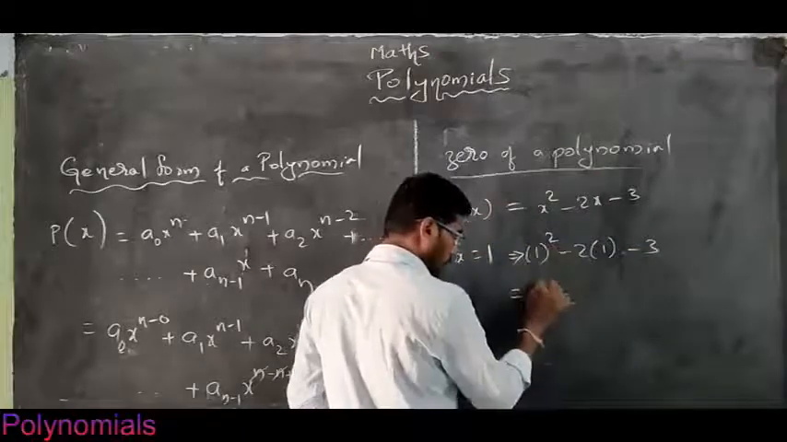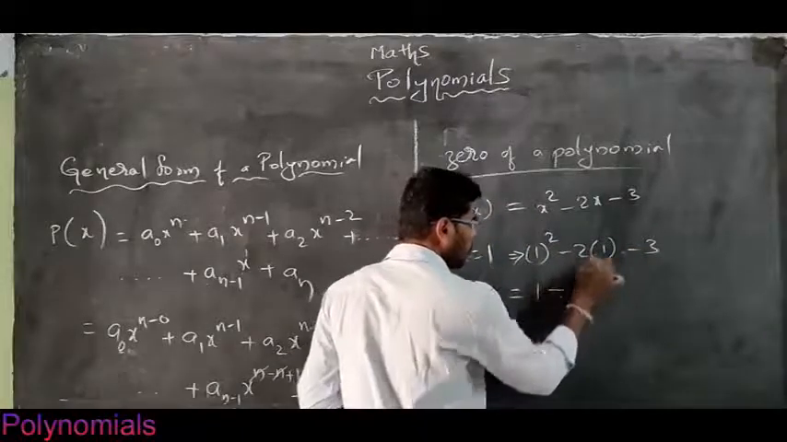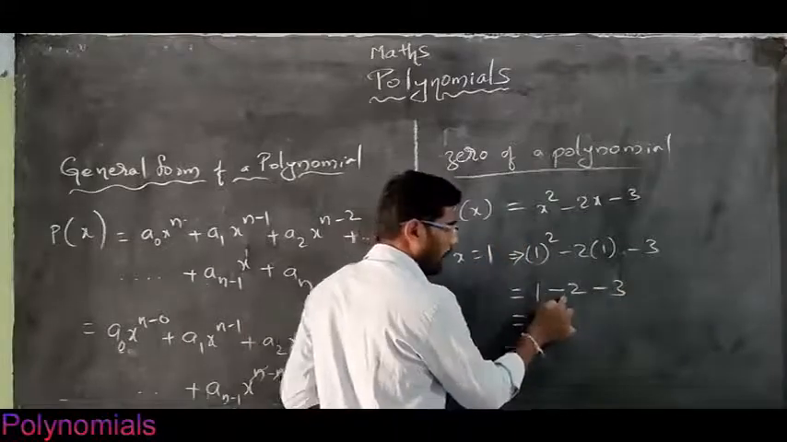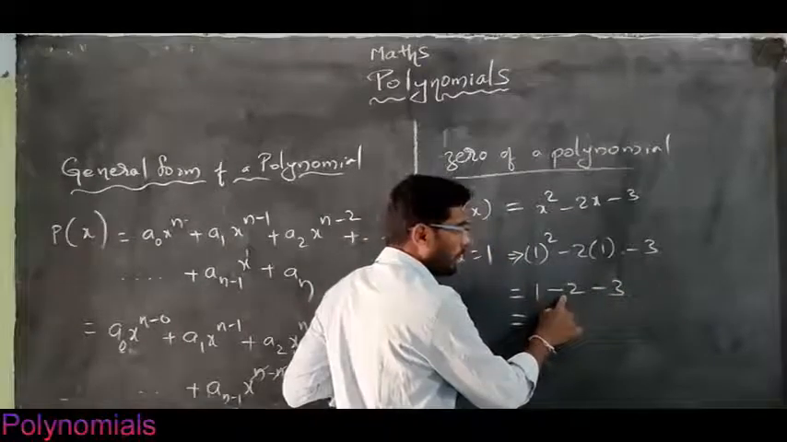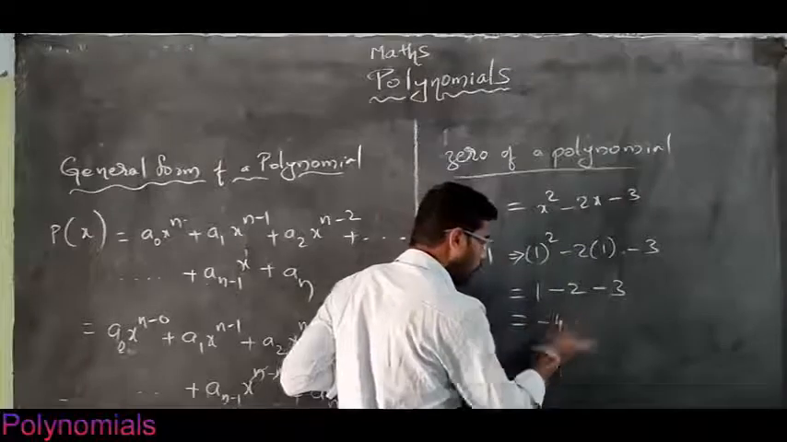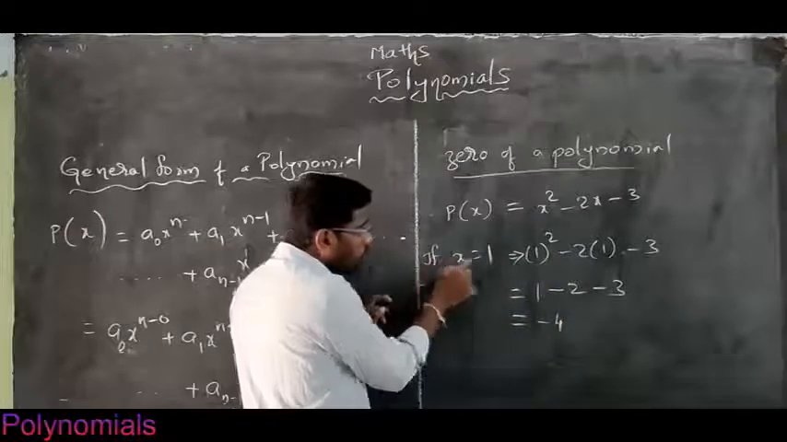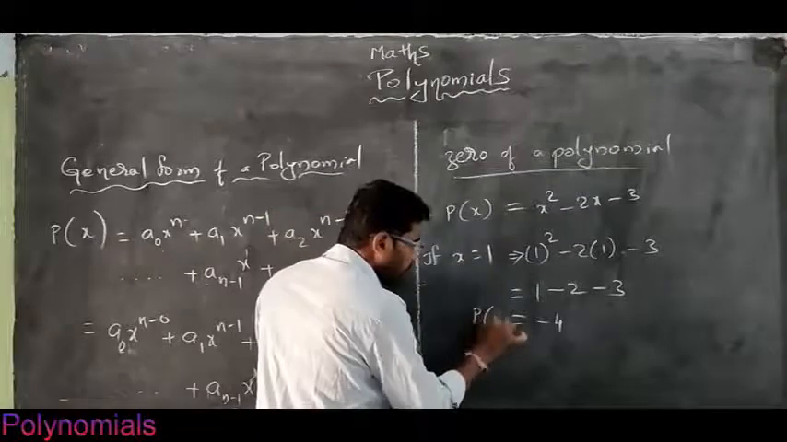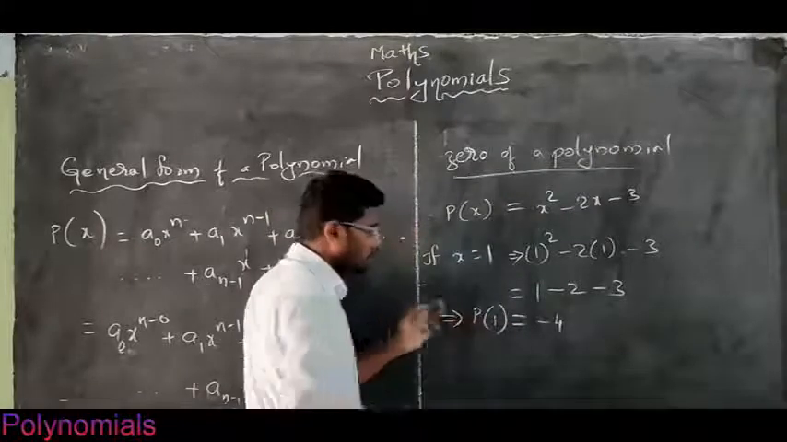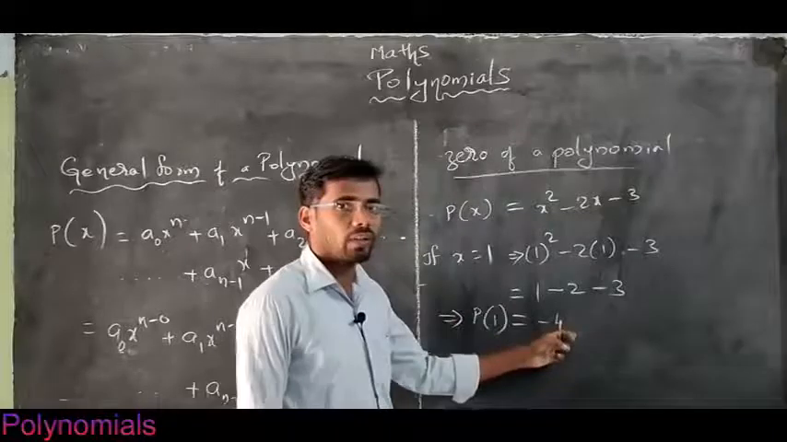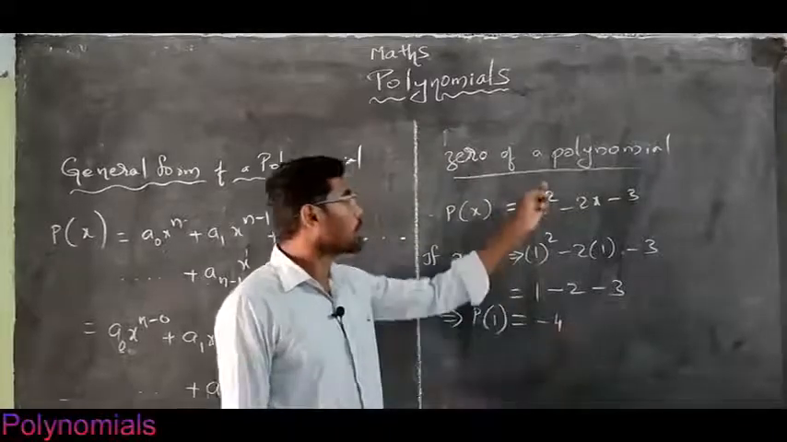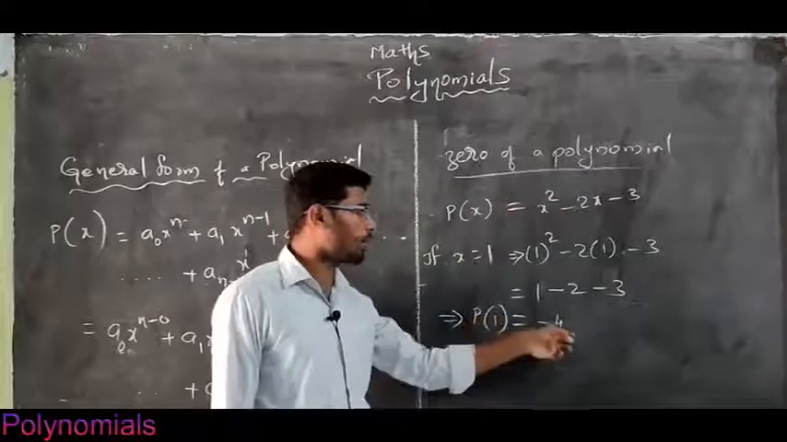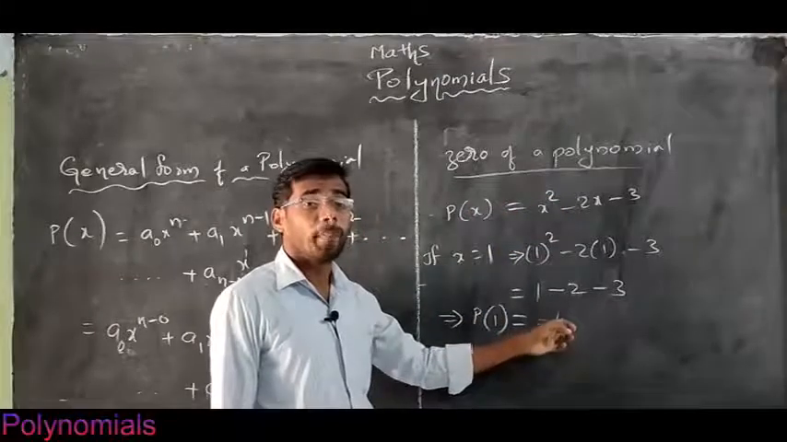1 square, how much do you get? 1 minus 2 into 1 is 2, minus 3. How much do you get now? 1 minus 2 is minus 1, minus 1 minus 3 gives minus 4. So what have you substituted? You have substituted x equals 1. So you can write p of 1 equals minus 4. For this polynomial, if I substitute x equals 1, its value is minus 4.